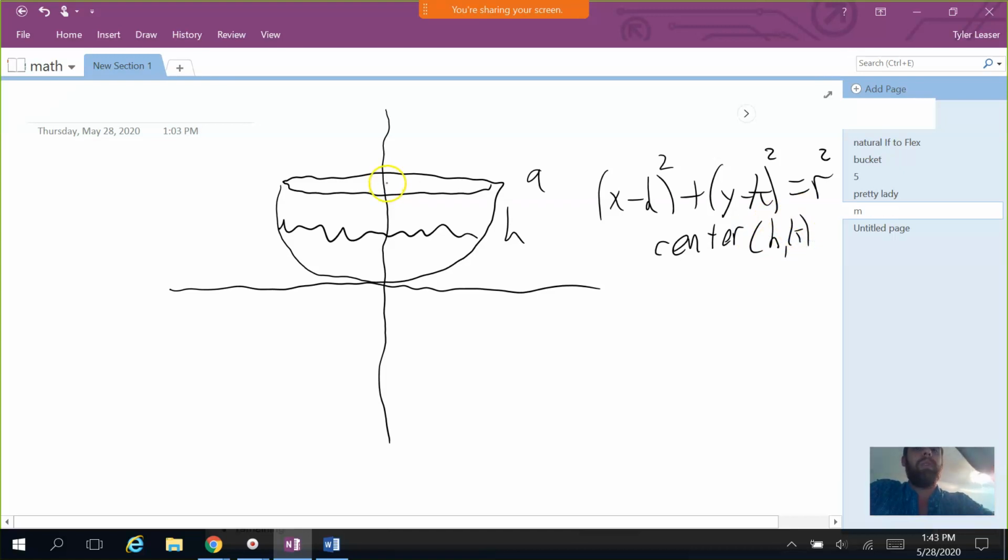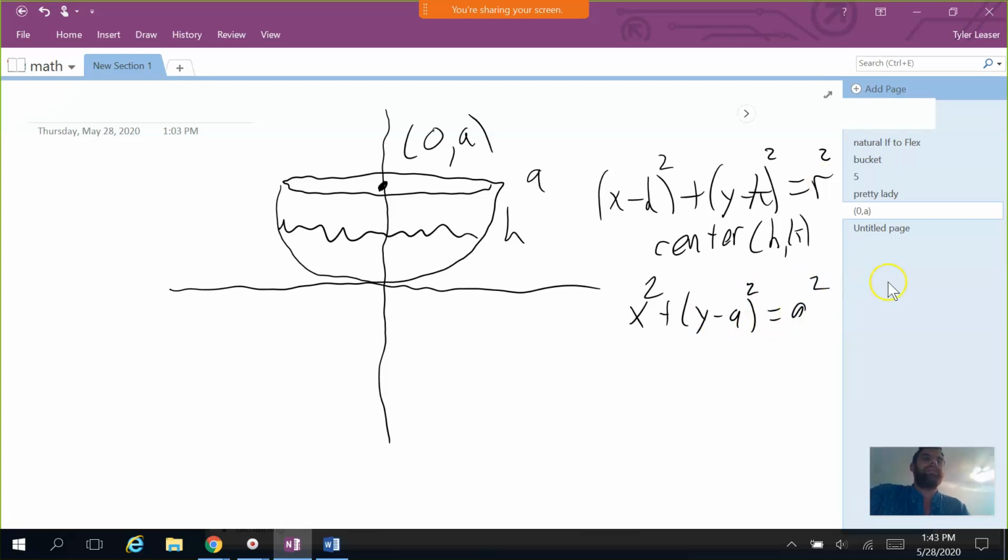Okay, so for our circle, the center of it is here, located at (0, a). So we have an h of 0 and a k of a. So we get this as our formula: x squared plus (y minus a) squared is equal to the radius, which is also a squared. Okay, so we'll come back to this here in just a second.